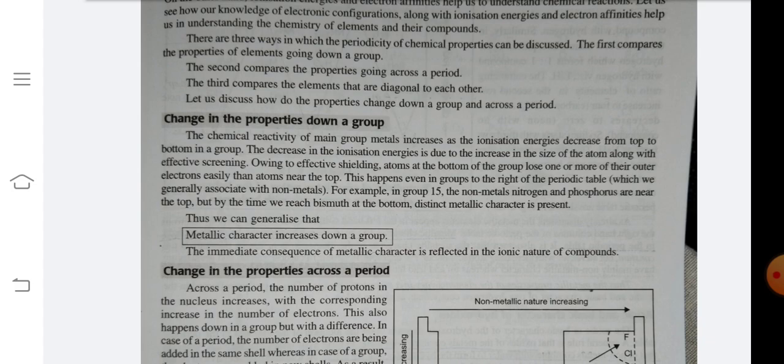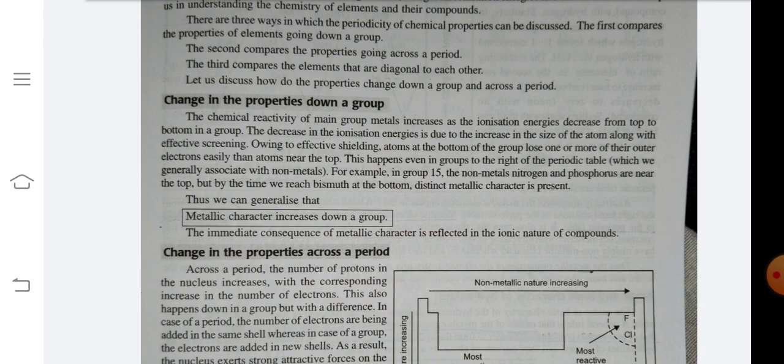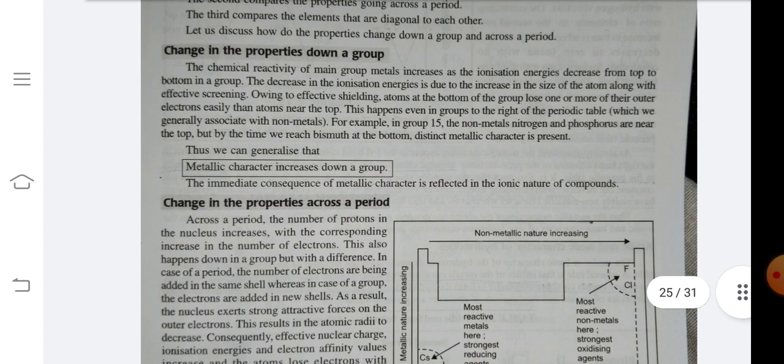There are three ways in which the periodicity of chemical properties can be discussed. The first compares the properties of elements going down a group. The second compares the properties going across a period. The third compares the elements which are diagonal to each other. Let us discuss how the properties change down a group and across a period.